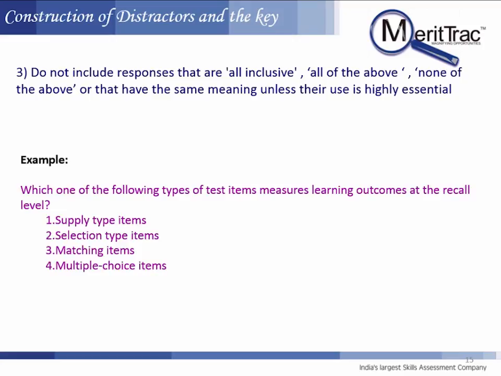This particular example, of course, has not used any all of the above or none of the above, but you would know that matching items and multiple choice items are all basically part of selection type items. So somebody can easily eliminate and arrive at supply type items. So we'll move to the next slide.